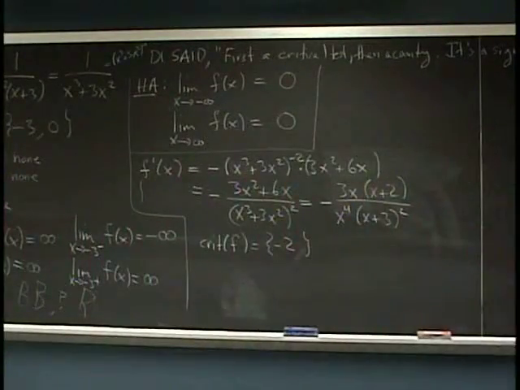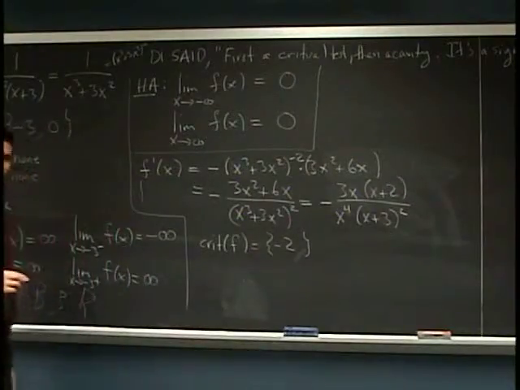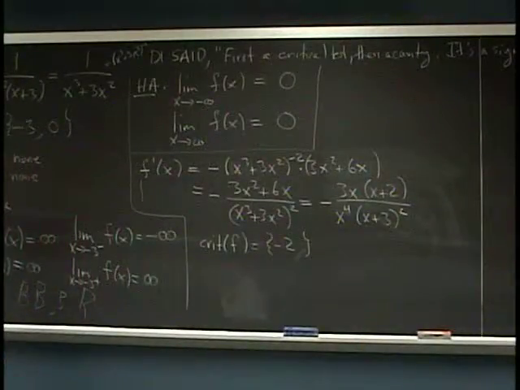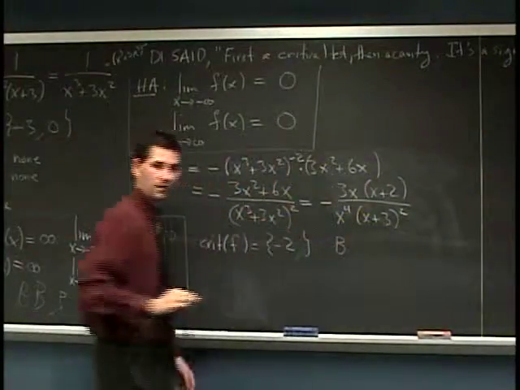So we know minus 2 is not going to be an important point. What should I draw you? B. Okay, let's do a B. There you go.